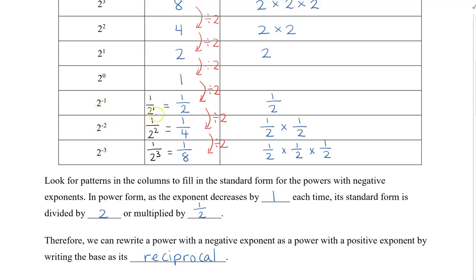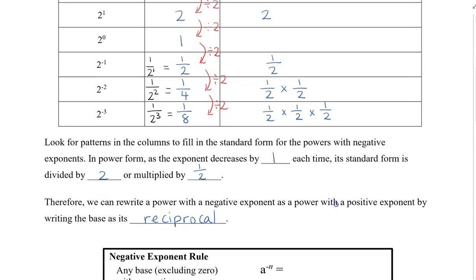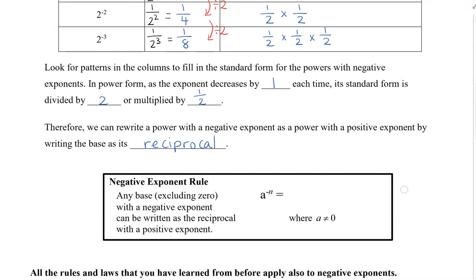2 to the negative 2 has become 1 over 2 squared. Now, this is applied to the base where the exponent is placed. So the negative exponent rule states that any base, except for 0, which has a negative exponent, can be written as the reciprocal with a positive exponent. So, for example, if you have a to the negative n, that is the same as 1 over a to the power of n, and a can't be 0.